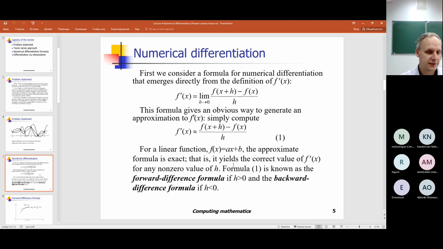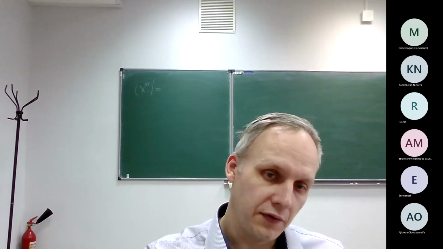This fact is very simple. Let's prove it, because the proof is also very simple. Now I switch to the board, I close the presentation. Let's switch to the board and prove that this formula gives us the exact value of the first derivative for a linear function.